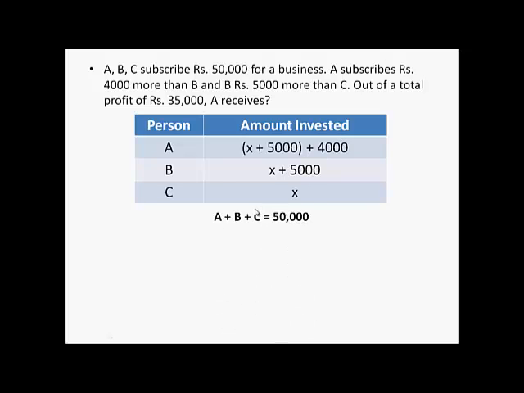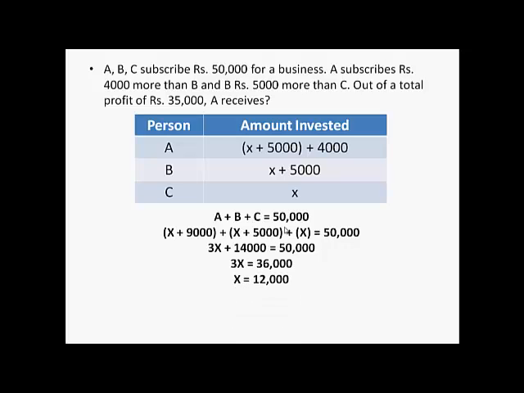So the total amount invested by the three, A plus B plus C, is 50,000, which is given. So substituting the values, I get X plus 9,000 plus X plus 5,000 plus X is 50,000, or 3X plus 14,000 is 50,000. So taking 14,000 on the right hand side, I get 3X is 36,000, or X is 12,000. So A's investment is X plus 9,000, which is 12,000 plus 9,000, which is 21,000. Which means out of the total 50,000 that all the three invested, A has invested 21,000.